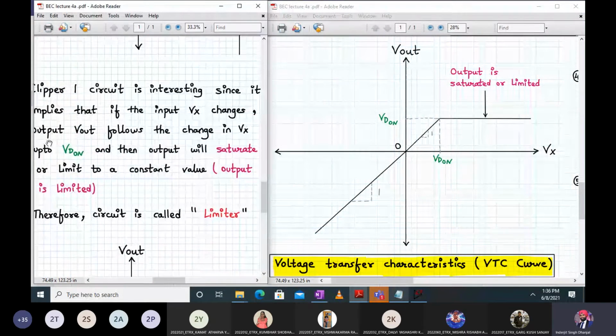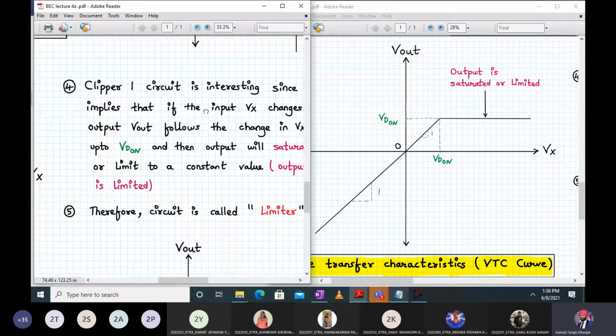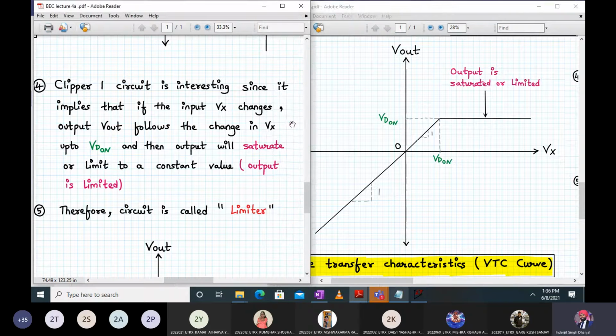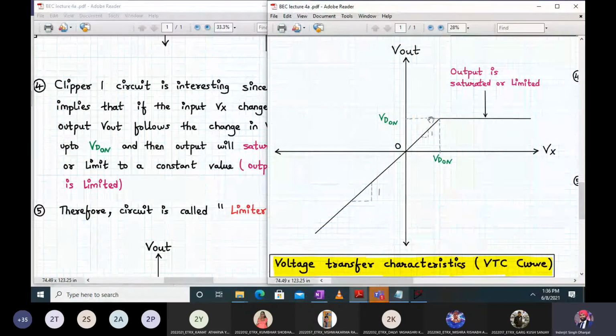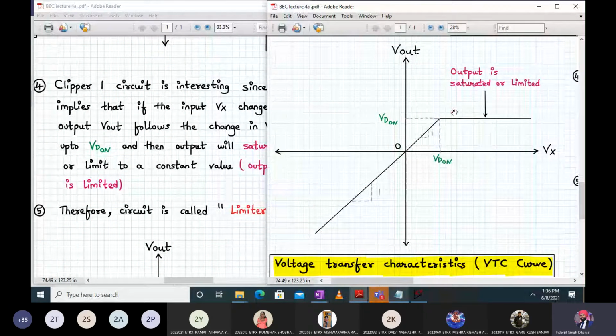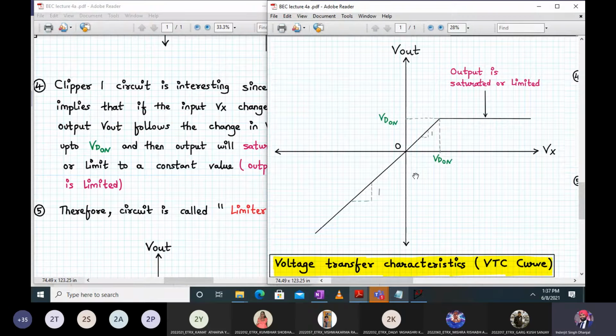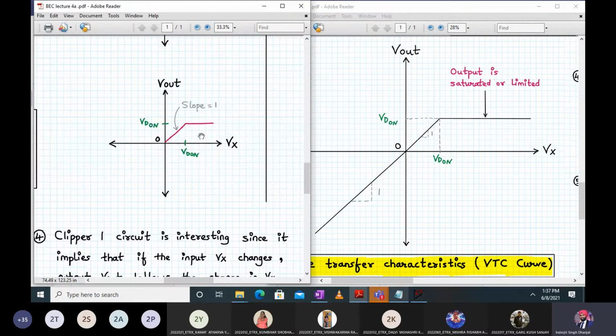Anyone having any doubt? So here we say that clipper number 1 has an interesting property: if my Vx changes, my output will follow the change in Vx up to Vd on, and then the output will saturate or limit to a constant value. Therefore, such a circuit is also called a limiter. Any doubts in this?